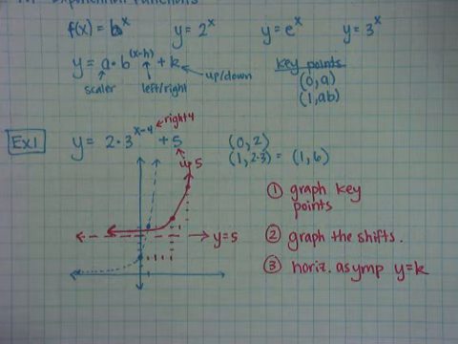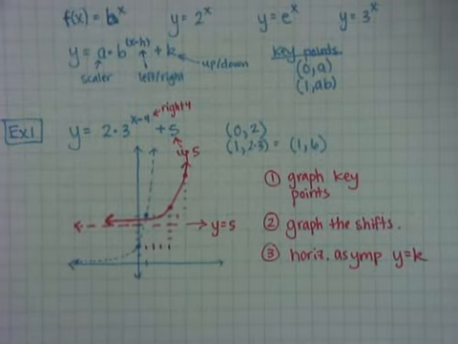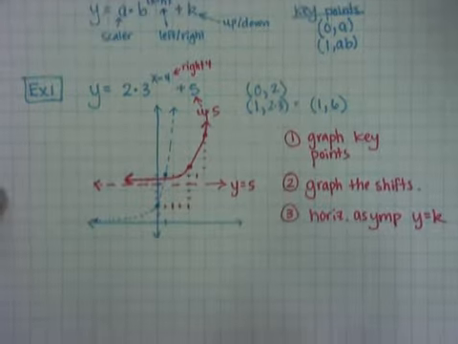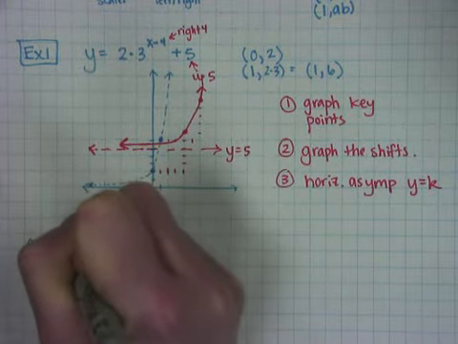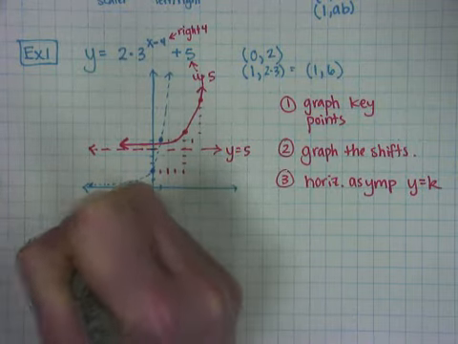Some other things you need to know about exponential functions. You need to know about this e character. I know you guys have seen it before back in advanced algebra. So in your notes, would you please add that e is Euler's number.